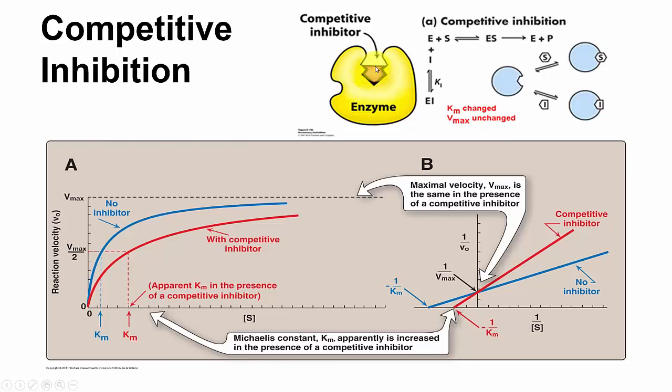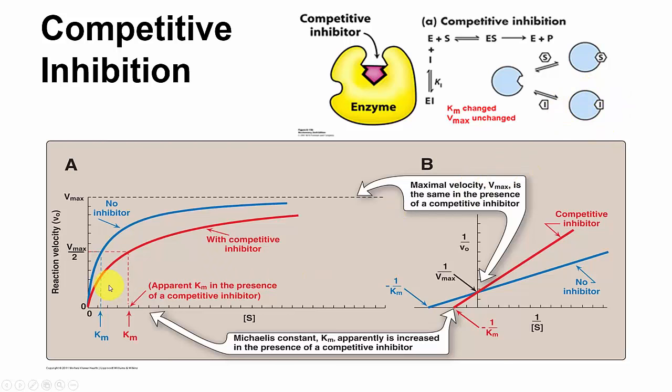In competitive inhibition, the inhibitor binds in the active site of the enzyme. And you can form an ES complex, which breaks down to enzyme plus product, or you can form an EI complex, but you cannot form an EIS complex. So here you get to form the substrate complex, which would normally go to product, or the inhibitor, which cannot go to product and stays there.